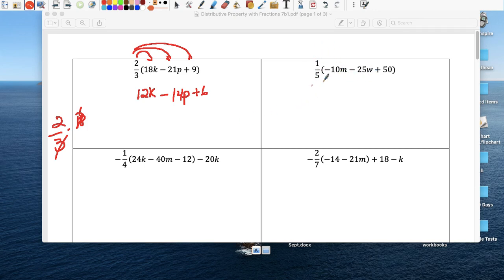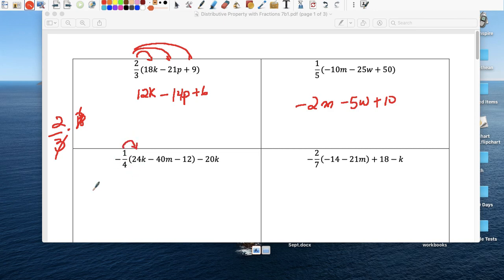Oh, these are really simple ones. Okay, negative and positive and negative, so it's right. 1/5 of 10 is 2m. Again, 1/5 of 25 is just 5w, and 1/5 of 50 is just 10. Combine like terms? Nope, nothing to combine.